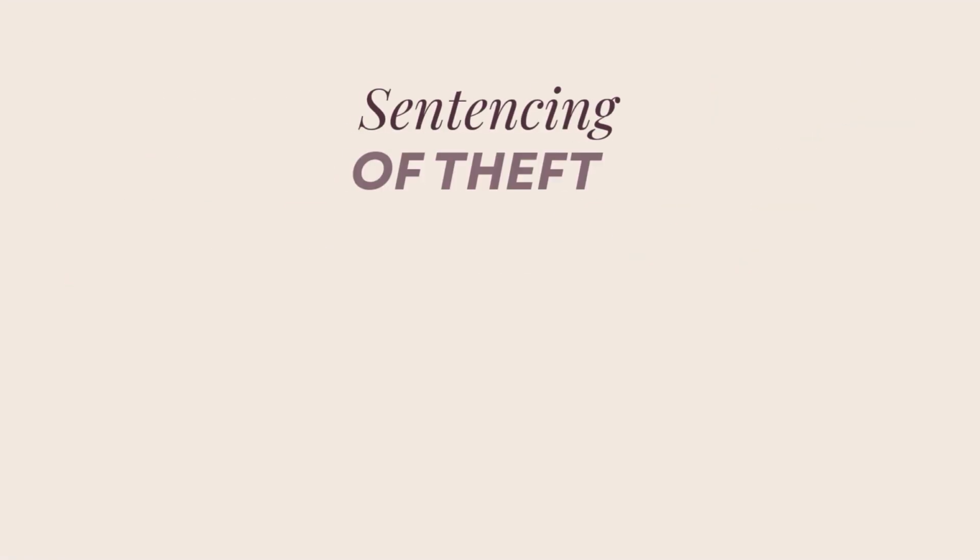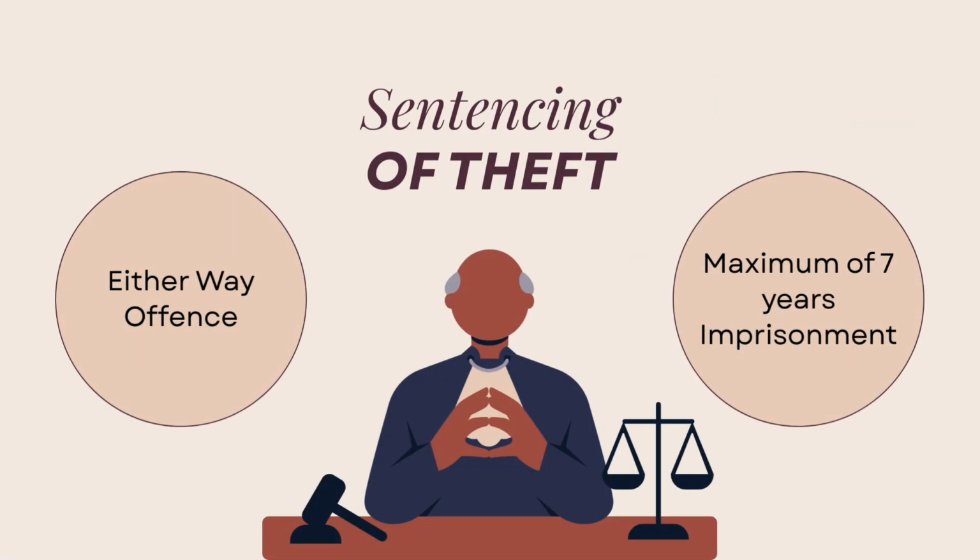If both the Actus Reus and mens rea are satisfied, the defendant will be guilty of theft. Theft is an either-way offense, meaning it can be tried in either the magistrate's court or the Crown Court depending on severity. The maximum sentence for basic theft is 7 years imprisonment.